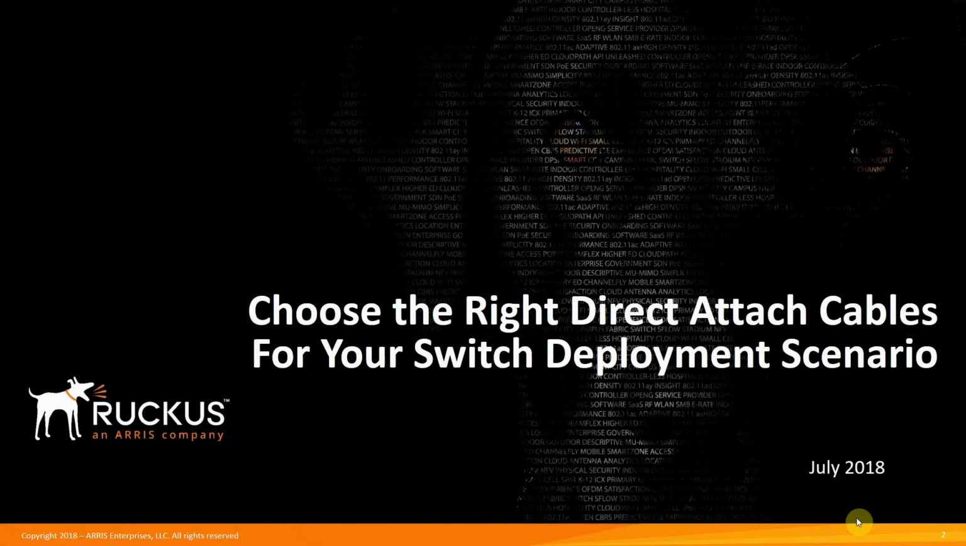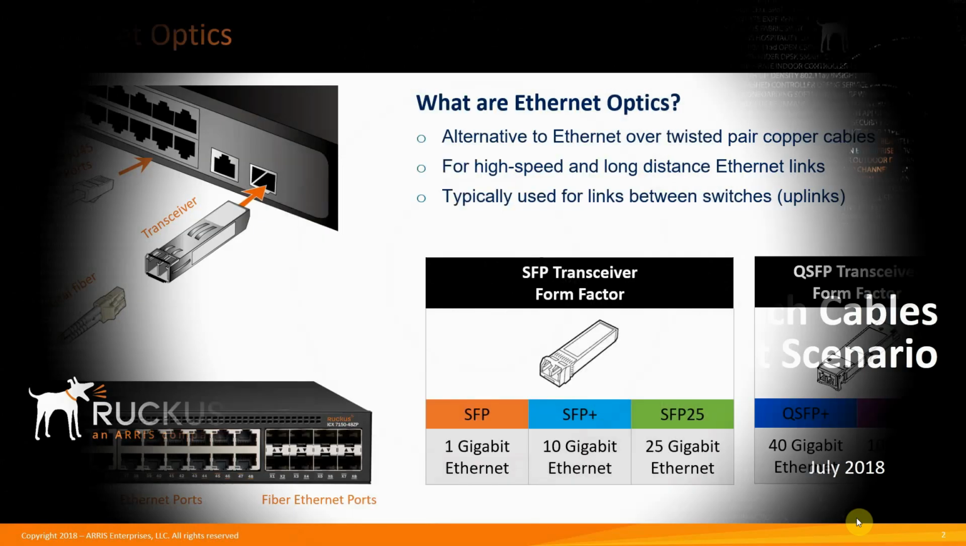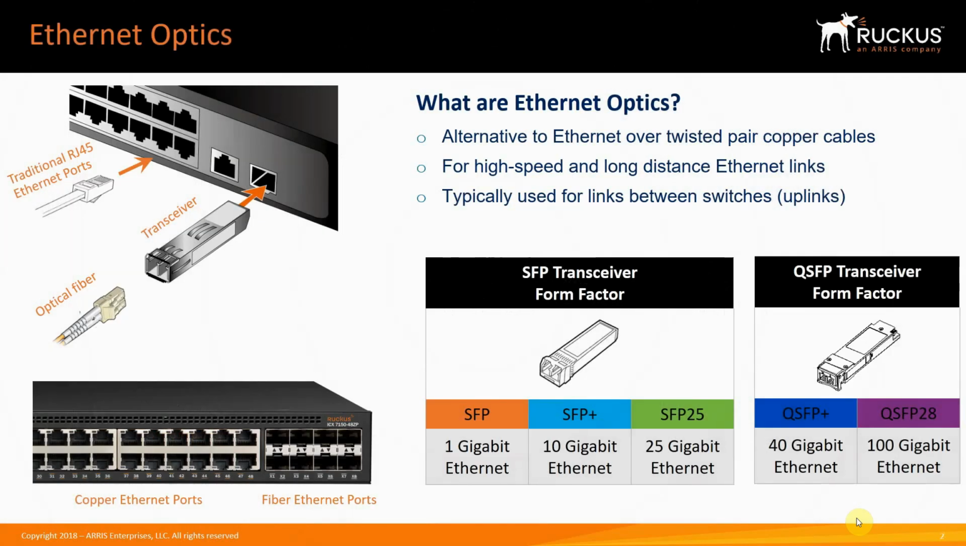In this short video, we are going to look at the use of direct attached cables, also known as DACs, to connect Ethernet switches together. If you look closely at a modern Ethernet enterprise class switch, you will notice that in addition to the traditional Ethernet RJ45 copper ports, most switches now have fiber Ethernet ports.